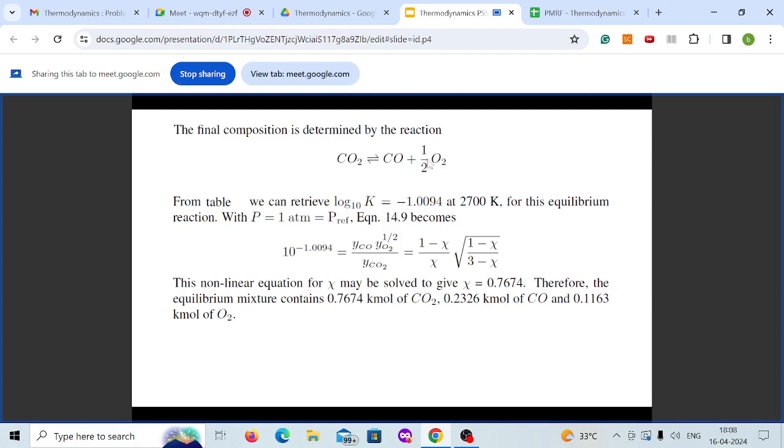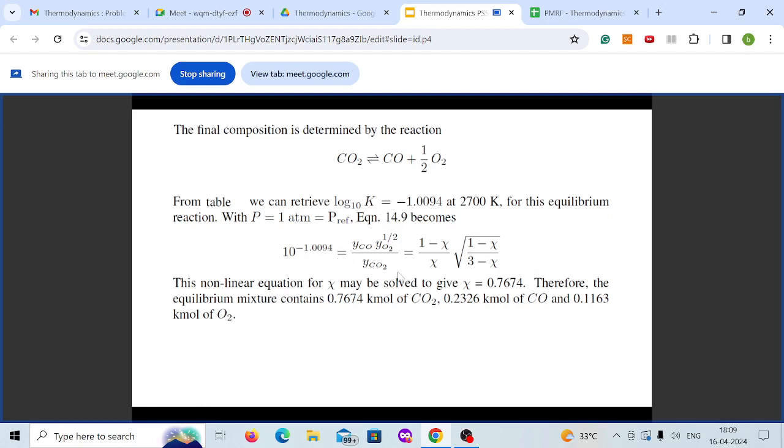From a table for this reaction, we can estimate at 2700 Kelvin that the log 10 K value is minus 1.0094. So from this we can find out K. K is nothing but log 10, so you can take 10 to the power of the value to find out K. So K is 10 to the power minus 1.0094.